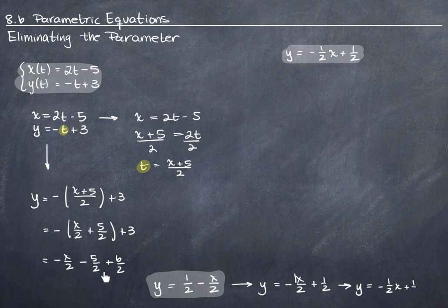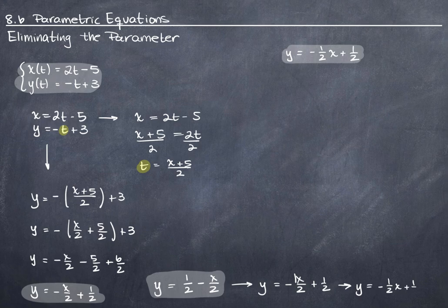And the reason for that is these are like terms, right? They're constants, so I can add these two together. So when I do that, I get negative x over 2 minus 1 over 2. Actually, it's plus 1 over 2. If I combine negative 5 halves plus 6 halves, I get 1 half. And that is y equals. So now I have this equation, which is equivalent to this equation, which is equivalent to this equation. And all three of those are static linear equations equivalent to this pair of parametric equations.